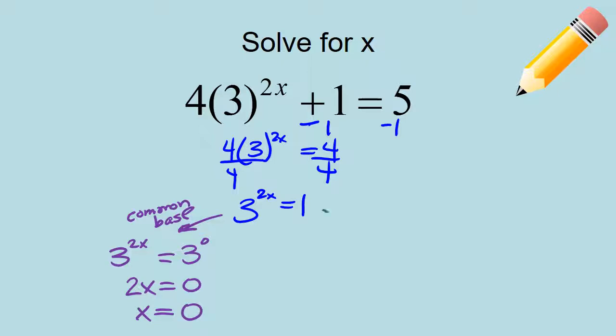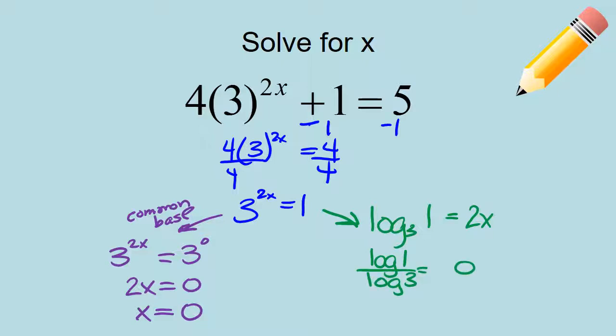The option from today's is to convert first. Base becomes base, exponent becomes answer, what's remaining becomes your main value. If I type in log of 1 over log of 3, I actually end up with 0. If I have 0 equal to 2x, I still end up with x equals 0.